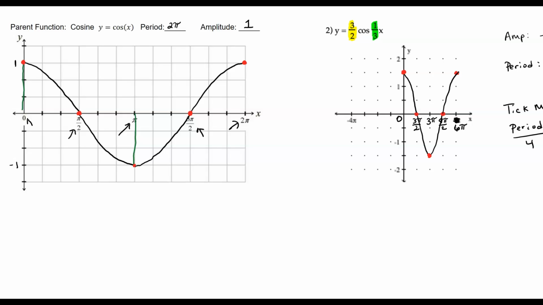All right, again, we're taking a look here at the graph of the parent cosine and one view of the cosine by applying changes to the amplitude and period.